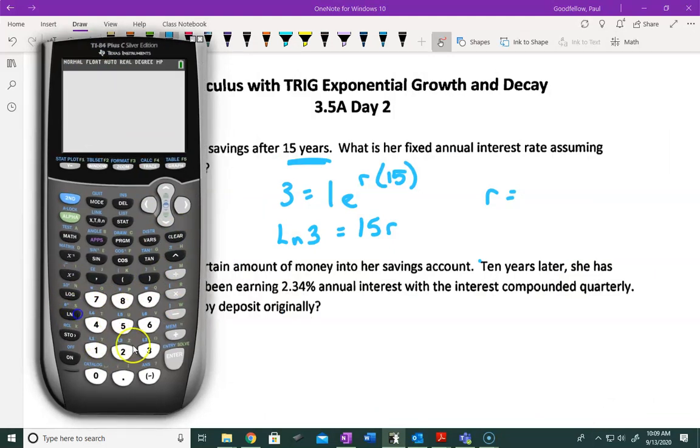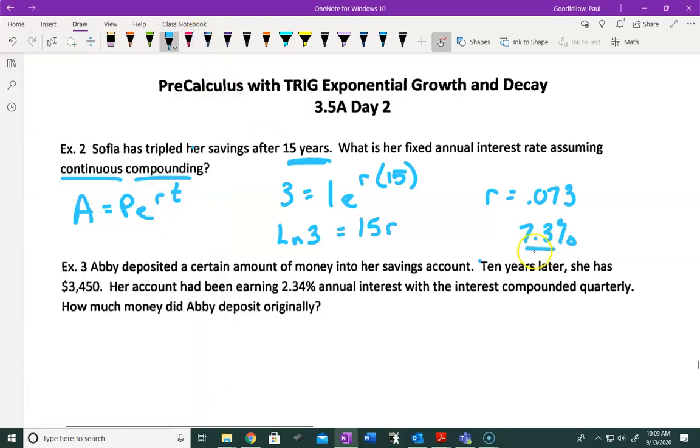So ln of 3 divided by 15, she needs to be searching for a 0.073 interest rate, or a 7.3% interest. Not unheard of if you're looking in terms of the stock market nowadays and are a little bit risky about it, but totally doable if you wanted to triple your money in 15 years.